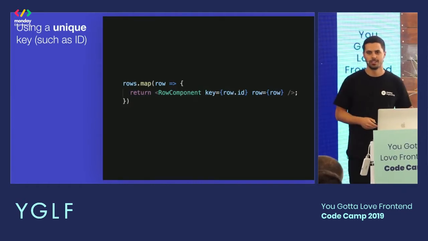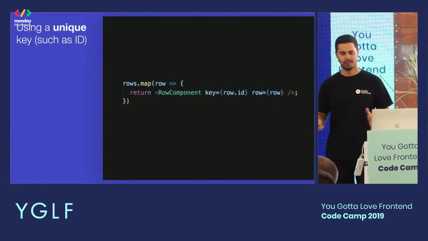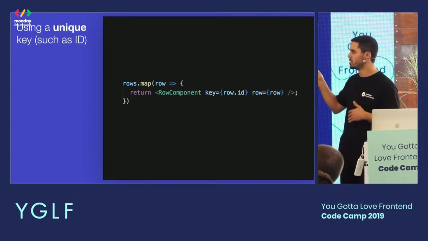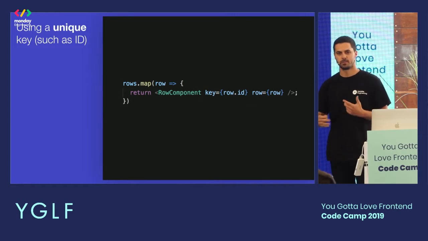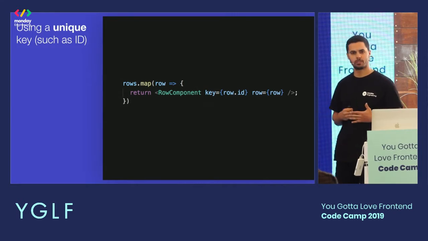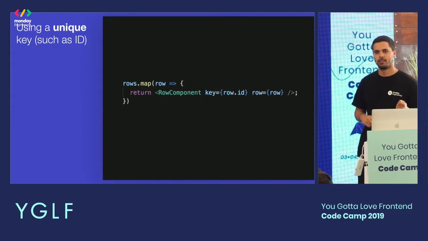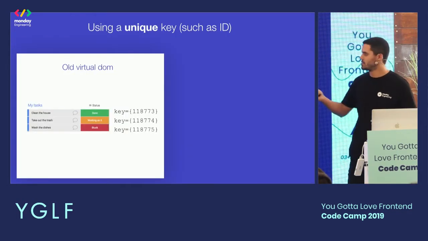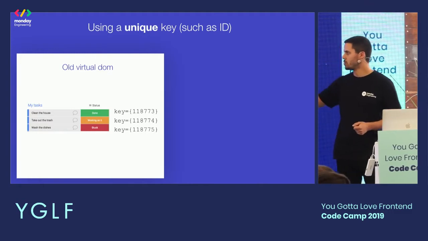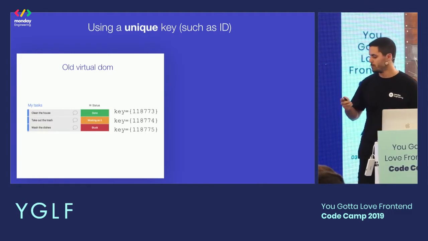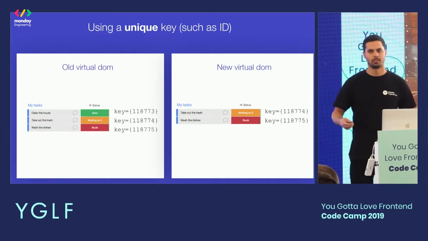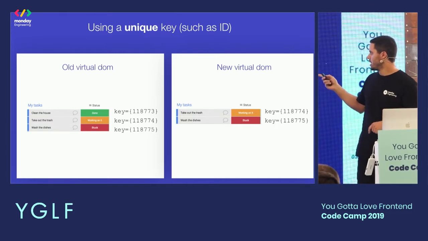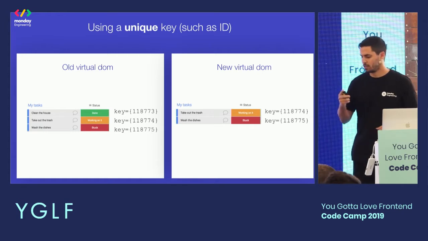The second one, which I'm already telling you will probably be better, is to choose a really unique ID. Usually these rows or items that we render represent some kind of DB entity, and we can use the ID of this entity as the key of the object. In this case, we have the old virtual DOM. Each row will get the ID of this row as the key. And when React recreates the new virtual DOM after the deletion of the first element, the keys will be identical to the keys in the old DOM.